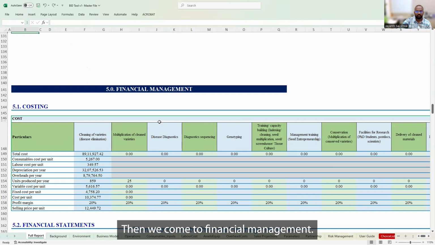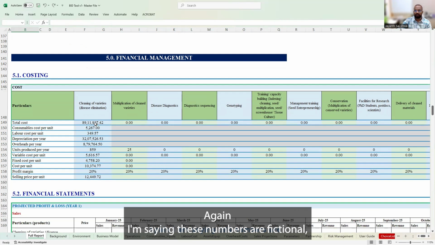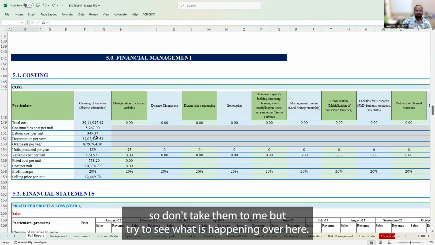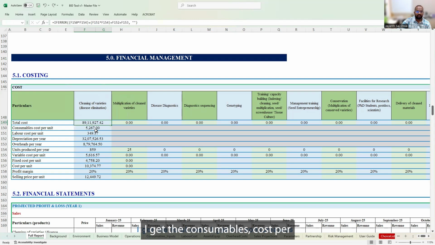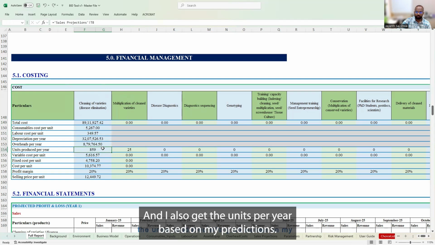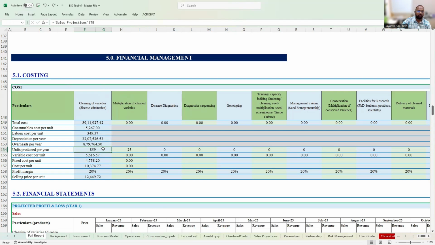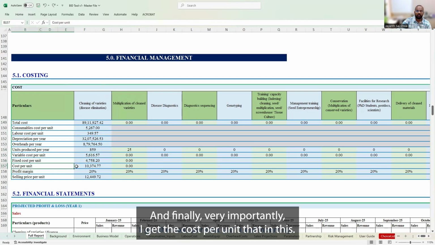Then we come to financial management. We get a host of very interesting information. Just have a look over here. Again, I'm saying these numbers are fictional, so don't take them literally, but try to see what is happening over here. For all these products, I just entered values for one product. I get the total cost, the consumables cost per unit, labor cost per unit, depreciation per year, overheads per year. And I also get the units produced in a year based on my projections. I also get variable cost per unit, fixed cost per unit, and finally, very importantly, the cost per unit that I'm incurring for this.